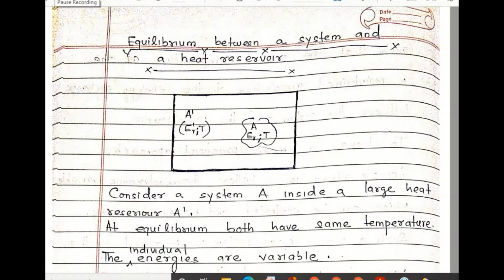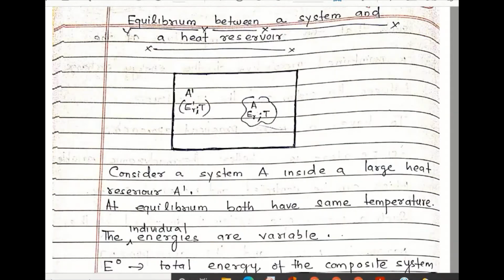Hello everyone. In the last class we discussed the canonical ensemble, where we saw that it is practical to keep T constant, and for doing that it is easy to keep the system inside an infinite capacity heat reservoir. Here the system is described by A, Er is the energy, T is the temperature, and the infinite capacity heat reservoir is A prime with energy Er prime and temperature T. We have kept the temperature T constant.